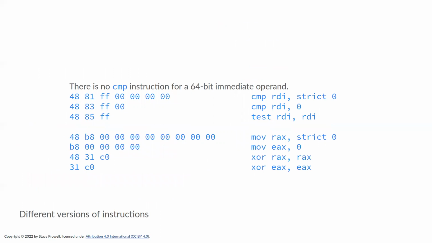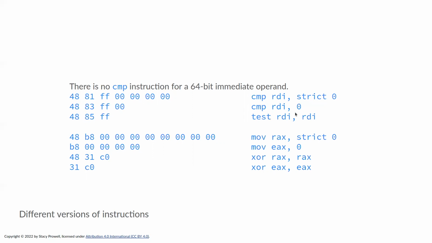Let's take a look at what that looks like on the actual machine. If I said compare RDI with 0, I would get this thing. I would use up 7 bytes. I can't compare RDI with an actual 8-byte 0 directly. That instruction does not exist on the processor. How do I compare RDI with an actual 8-byte value? I put that 8-byte value in another register and I compare 2 registers. Or I put it in memory and I compare RDI to memory. Those are the only 2 ways to do it.